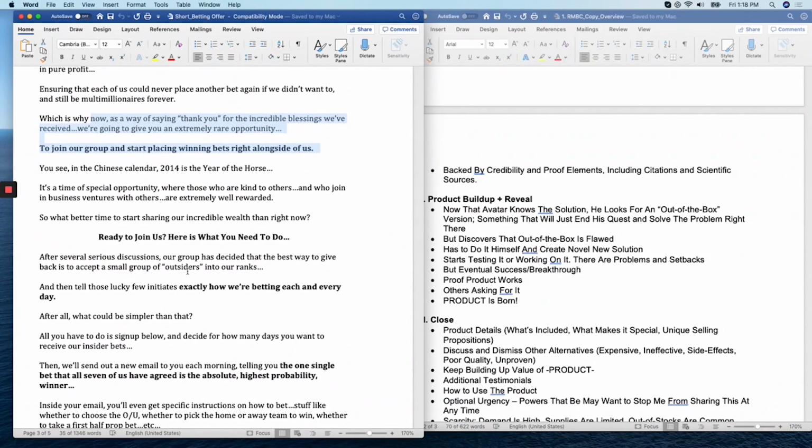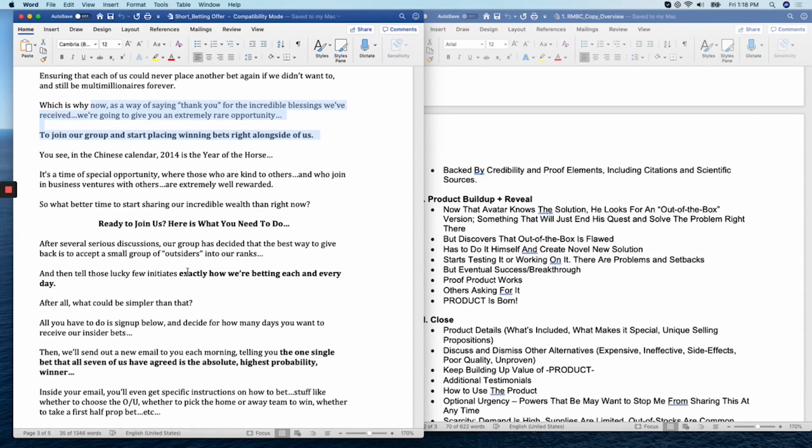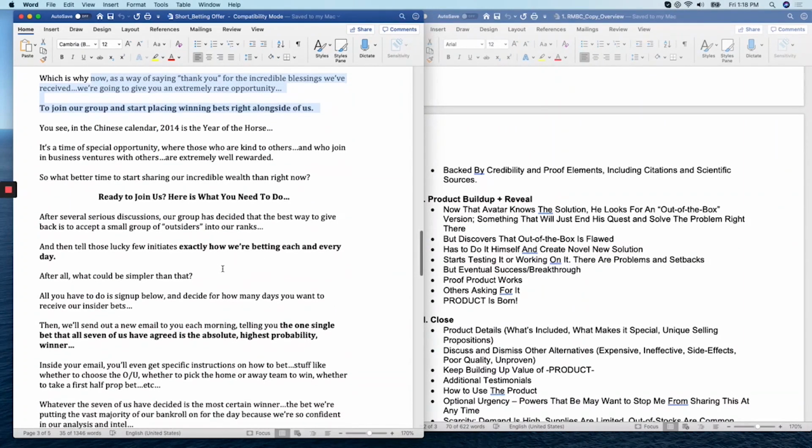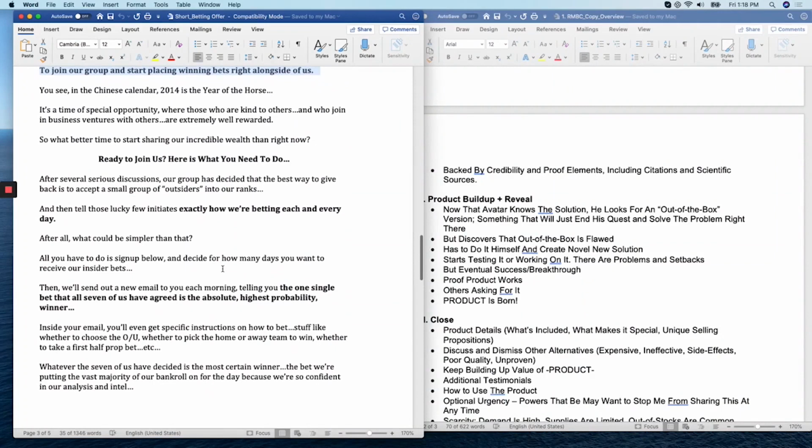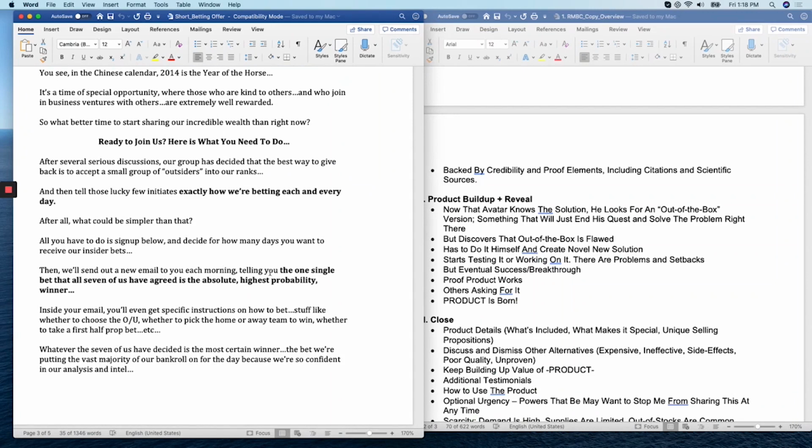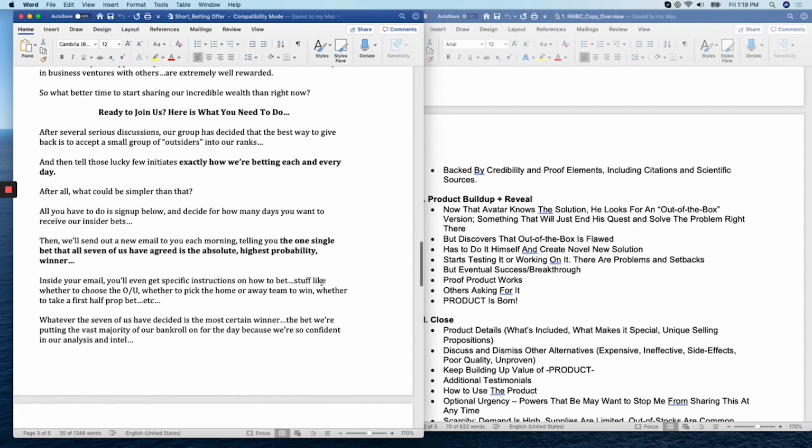After several serious discussions, our group has decided that the best way to give back is to accept a small group of outsiders into our ranks, and then tell those lucky few initiates exactly how we're betting each and every day. After all, what could be simpler than that? All you have to do is sign up below and decide for how many days you want to receive our inside bets. Then we'll send out a new email to you each morning telling you the one single bet that all 7 of us have agreed is the absolute highest probability winner.